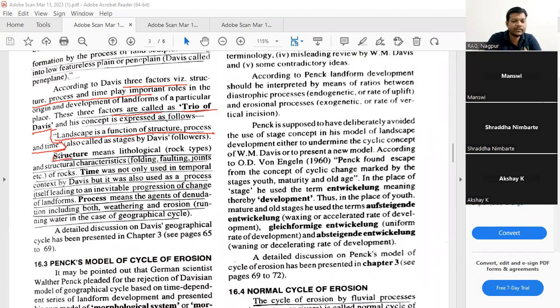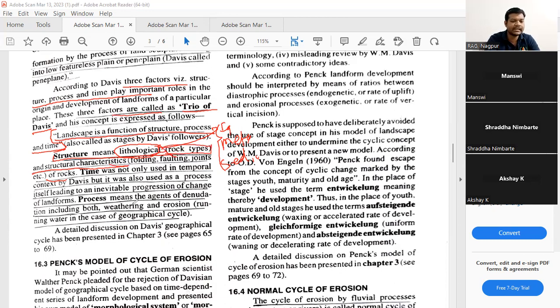So structure means the lithological and structural characteristics of a rock. Lithological characteristic means the type of rock, whether the rock is igneous, metamorphic, or sedimentary. Whether one of these three rocks is there, this is the lithological characteristic, which is called the rock type.